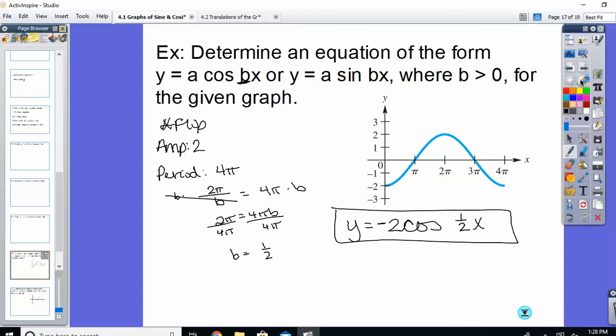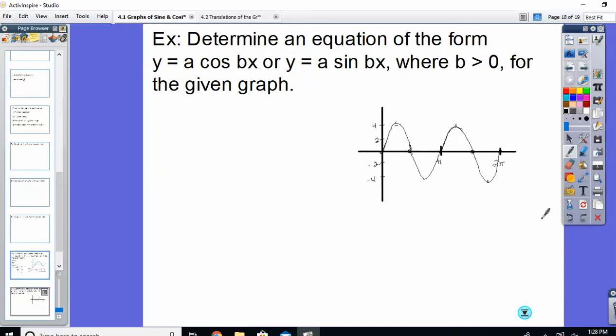For you guys to try. So take a second and see if you can figure out the equation for this one. Is this sine or cosine? Sine. Is this one flipped or anything? What is our amplitude? 4, so it's a 4 sine.